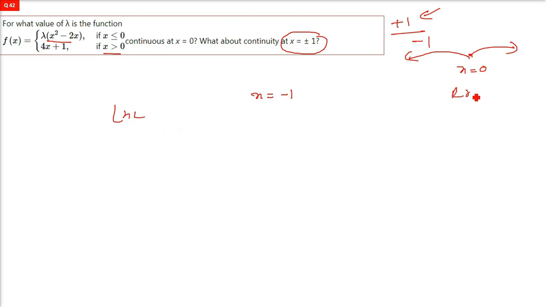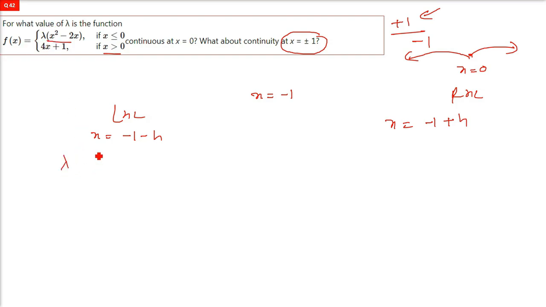I'm taking minus 1, right? X at minus 1. So for the left hand limit, you will put minus 1 minus h. There is no modulus, so don't worry about that. Just put minus 1 minus h. On the right hand side, you have to put minus 1 plus h. X equals minus 1 plus h. Okay. Now, because x less than 0 is lambda into x square minus 2x.